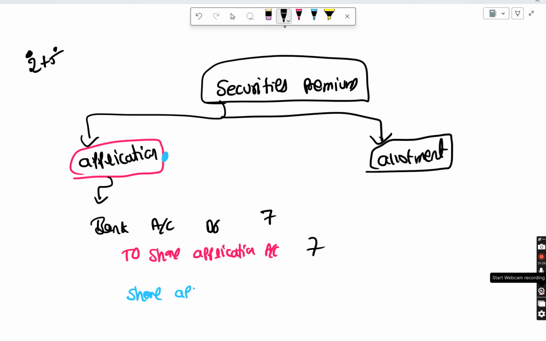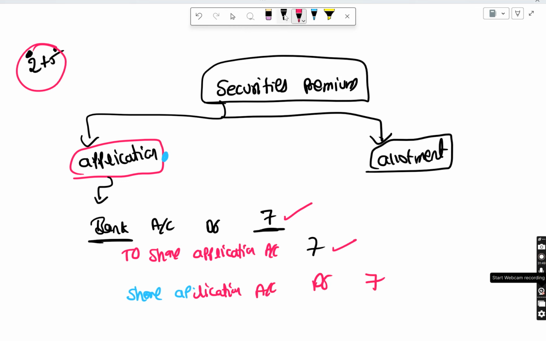So totally we received 7, right? Whenever you are writing a bank account, you just have to write how much money you received or how much money you paid. That's all. So totally I received 7. I'm going to put the entire money in the share application account. So share application account debit 7.